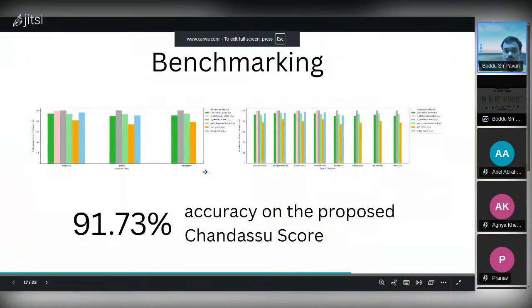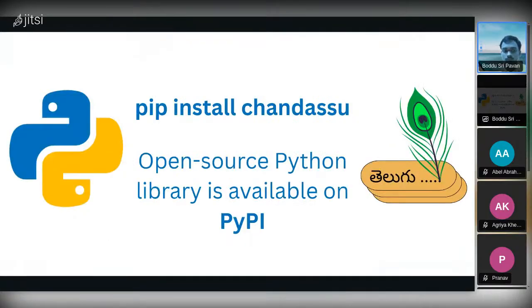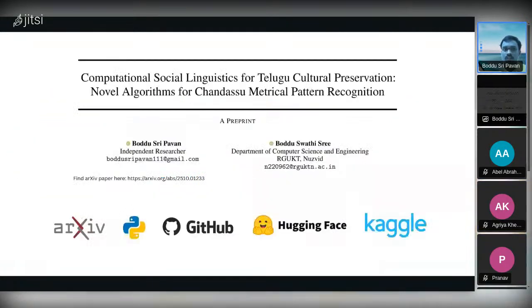This is the benchmarking score that we have achieved, 91.73%. Also, we have published an open source Python library for this. We can install it using pip install chandasu. It is available on PyPI. Also, we have published our preprint on arXiv. These are all the different websites you can access.